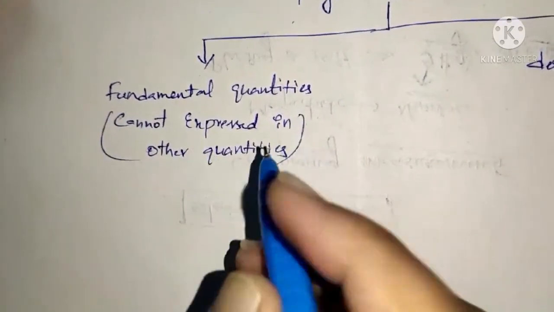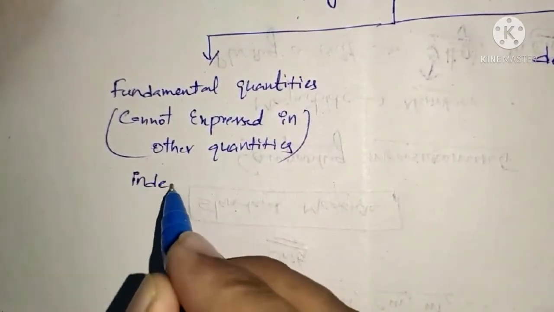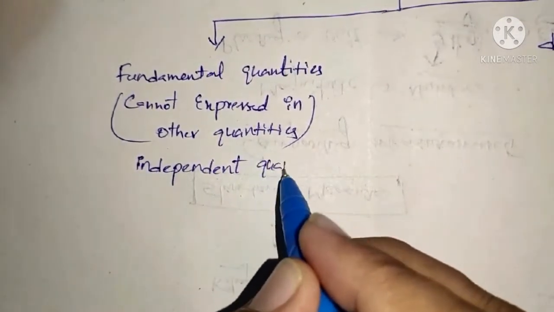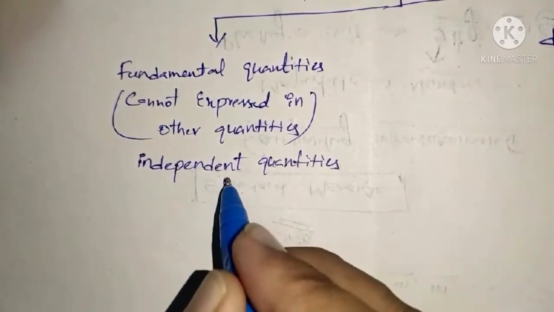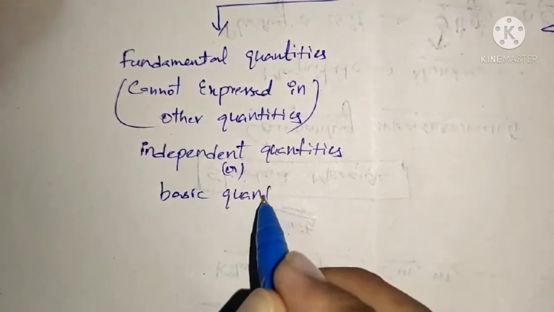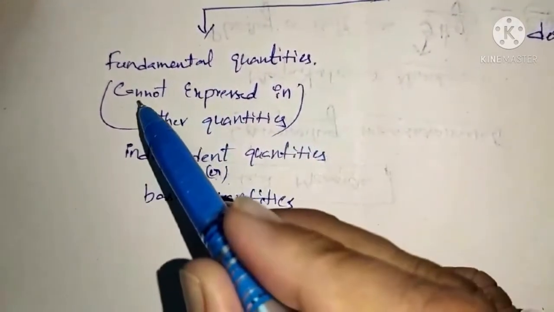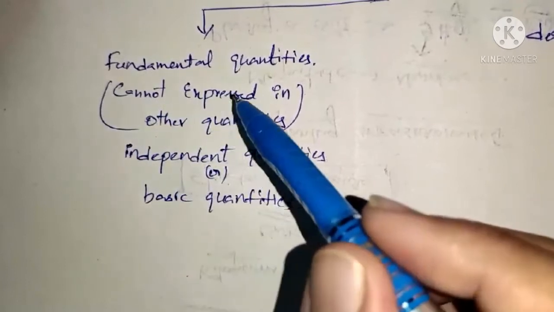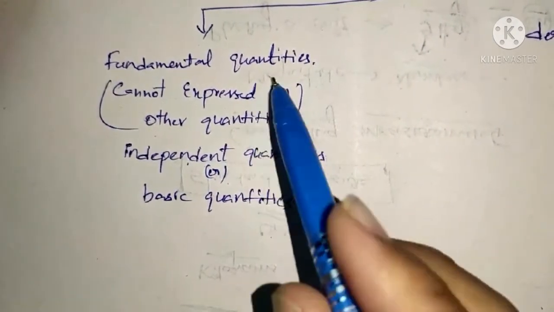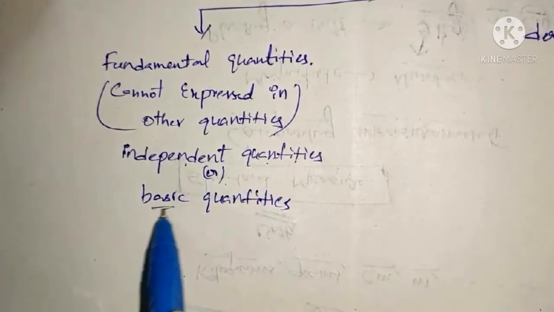Such a quantity we call a fundamental quantity, and a fundamental quantity is actually independent. It does not depend on any other quantity, so that's why we call it an independent quantity, or it is also called a basic quantity. Fundamental quantities are those physical quantities that cannot be expressed in other quantities, and they are also known as independent quantities.